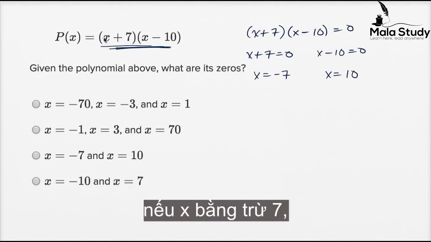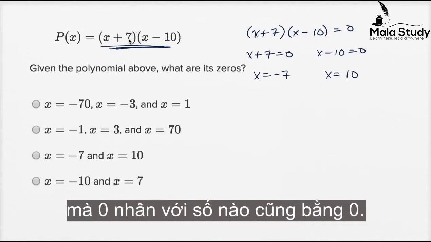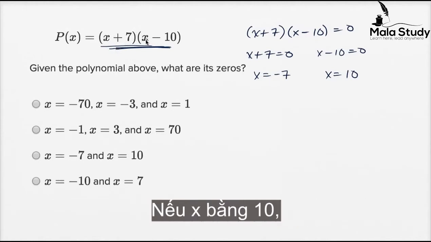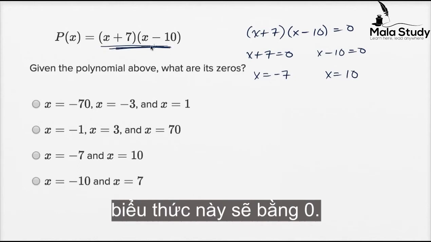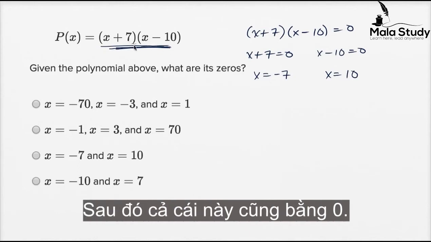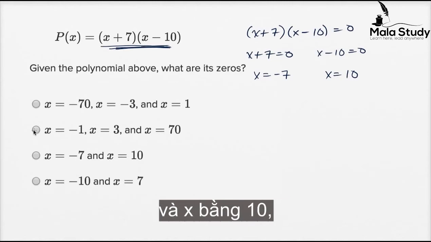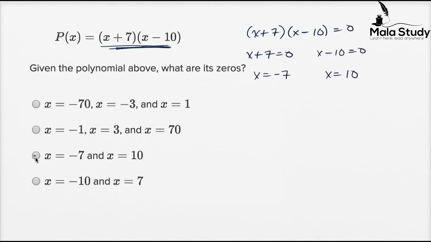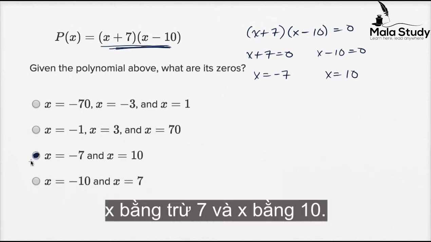You could see that. If x is equal to negative 7, this is going to be 0. 0 times anything here, the whole thing's going to be 0. If x is equal to 10, this expression is going to be 0, and then the whole thing is going to be 0. So x is equal to negative 7, and x is equal to 10, which is that choice. I wasn't able to circle it in on that choice right over there. x equals negative 7, and x is equal to 10.